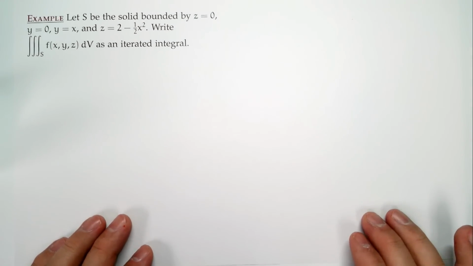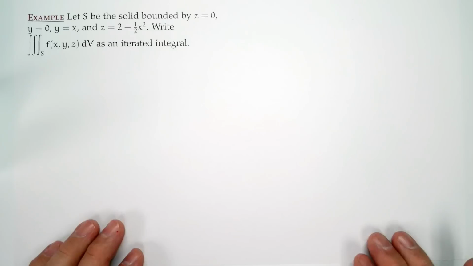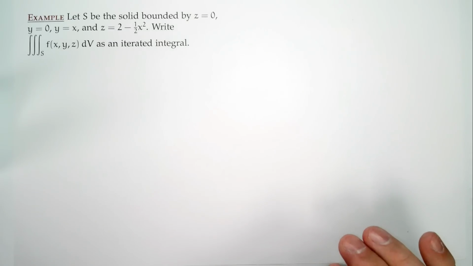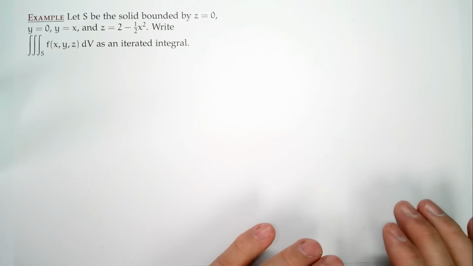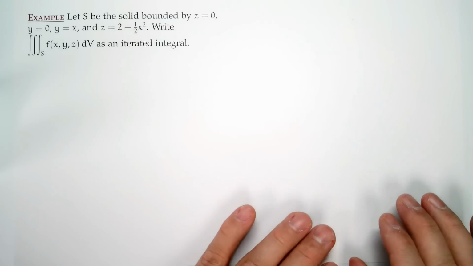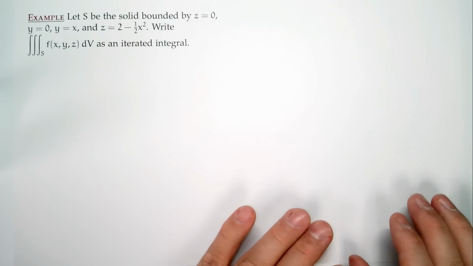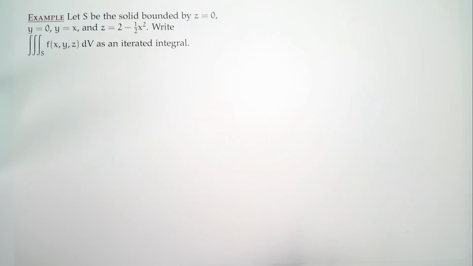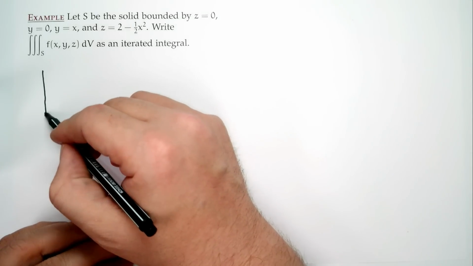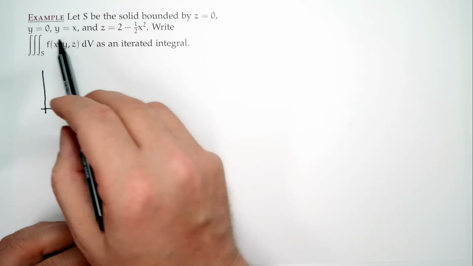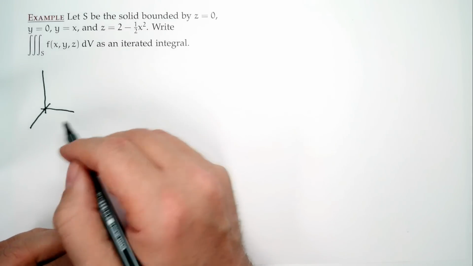So, let S be the solid bounded by z equals 0, y equals 0, y equals x, and z equals 2 minus 1/2 x squared. And write the integral as an iterated integral. So we have to start by understanding what happens here. Let's think of our shape. We're going to start in 3 dimensions. We really have 1, 2, 3, 4 surfaces, so we should talk about all of these.